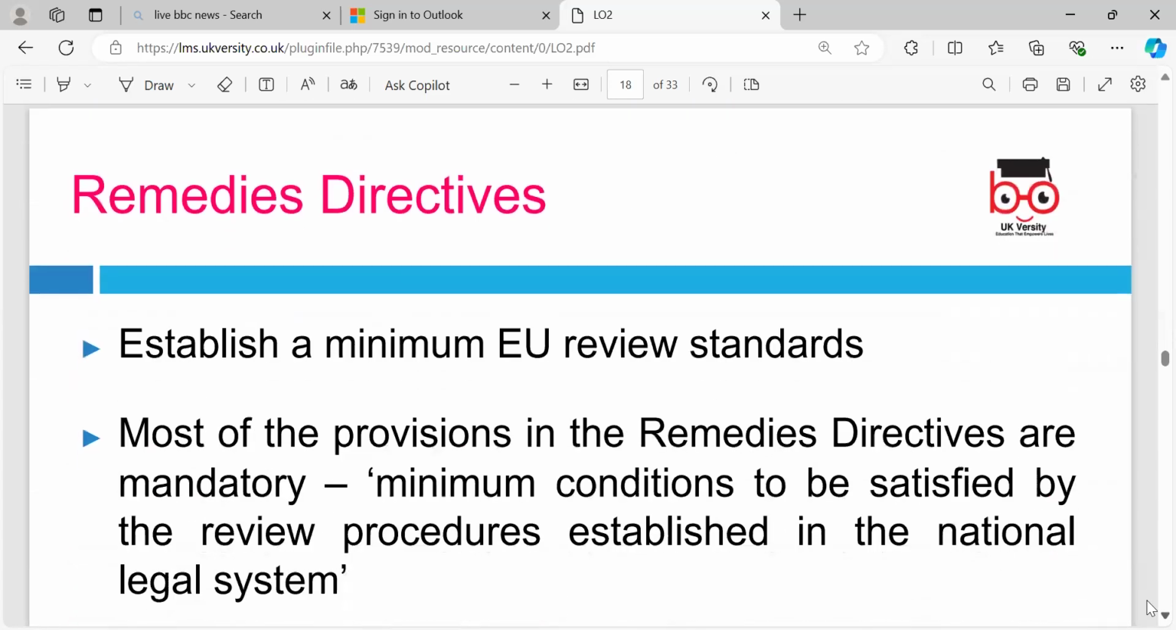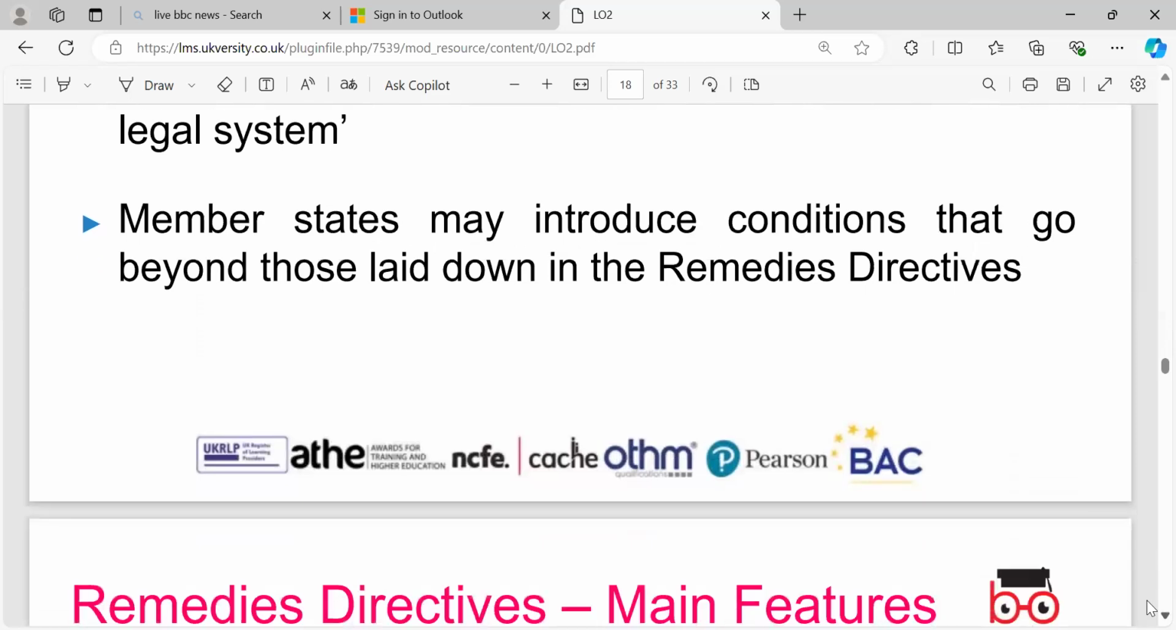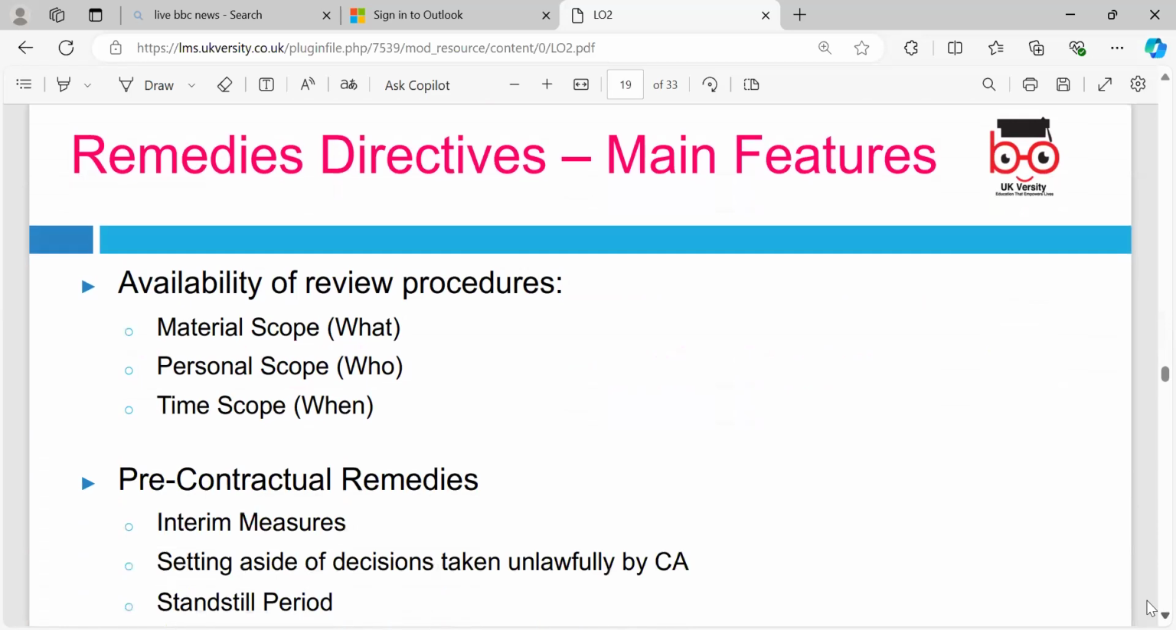That is quite crucial because, unfortunately, in developing countries a lot of resources are wasted because contracting, corruption and bribery are happening. It establishes the minimum EU review standard. Most provisions of the Remedies Directive are mandatory minimum conditions to be satisfied by the review procedures established in the national member states, which may introduce conditions that go beyond the laid-down remedies. We can look at the Remedies Directive's main features: availability of review procedures, material scope, personal scope (who), and time scope (when).